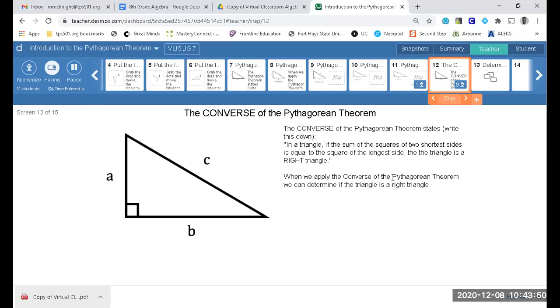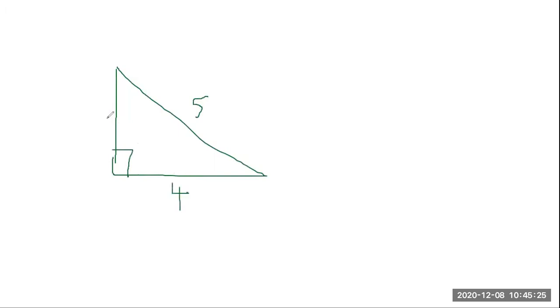Again, you could use the Pythagorean theorem to figure out if it's a right angle triangle. So if the sides don't even match up, then you know it is not a right angle triangle. What if I gave you a triangle that looks like this? And I say that this is 5. This is 4. This is B. And I said solve for B.